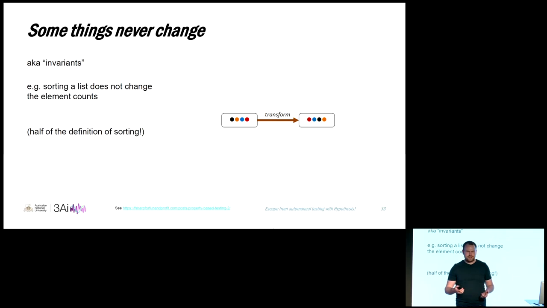Almost the last one, there's a lot of invariance in your code where you can say, doing this operation shouldn't affect anything. So you do the operation and see if it did. Sorting a list twice should give you the list that you got from the first time sorting it. When you sort a list, you should also have the same number of each element as before you sorted it. That's half the definition of sorting, the other half being that the elements are now ordered.